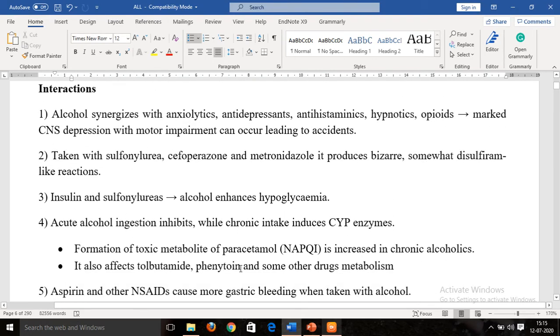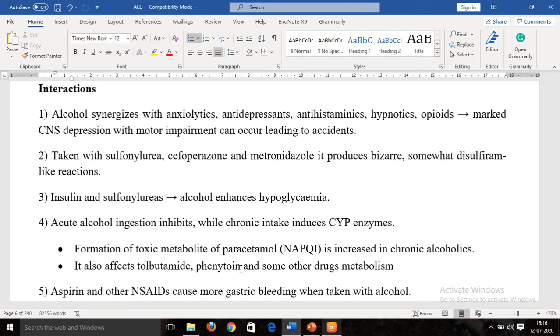Then coming to the drug interactions. What exactly is happening when alcohol is consumed along with certain drugs? The first interaction is of alcohol with other CNS depressant drugs, like for example anxiolytic drugs, antidepressants, antihistaminics, hypnotics or the opioids. All of these have CNS depressant property.